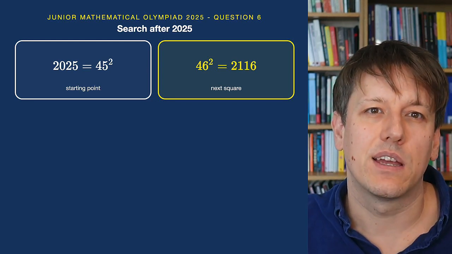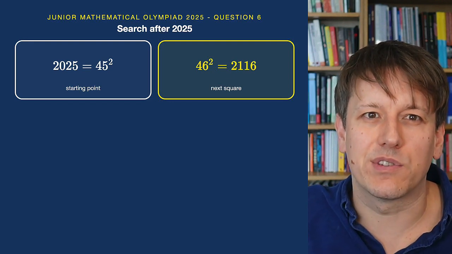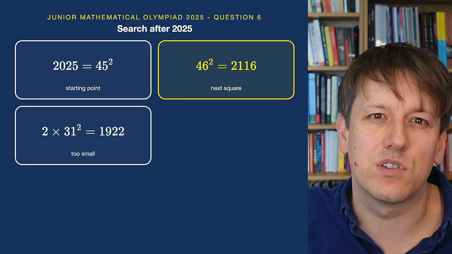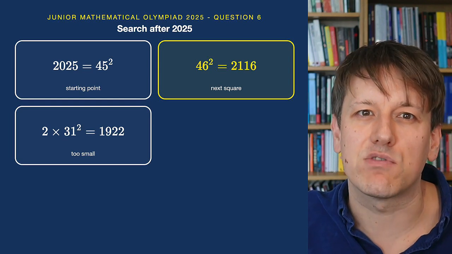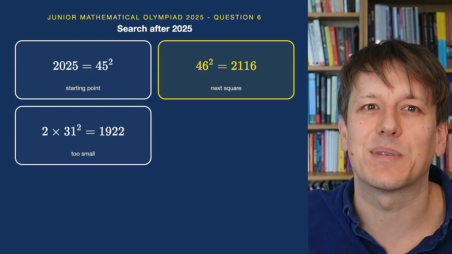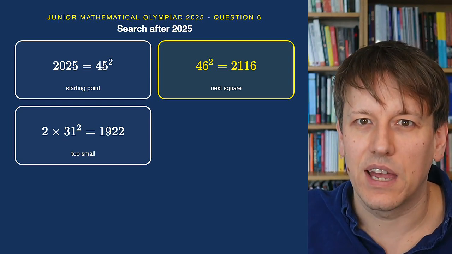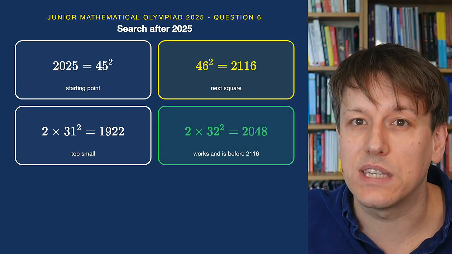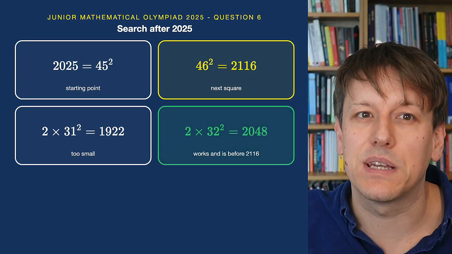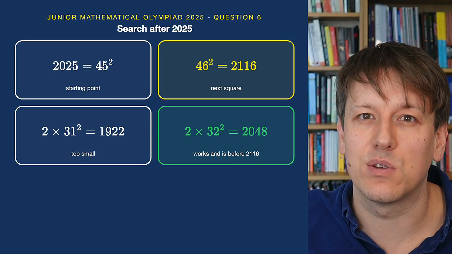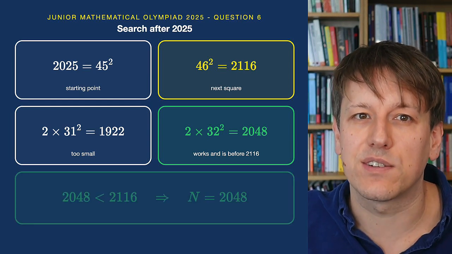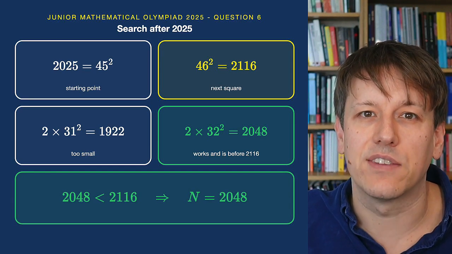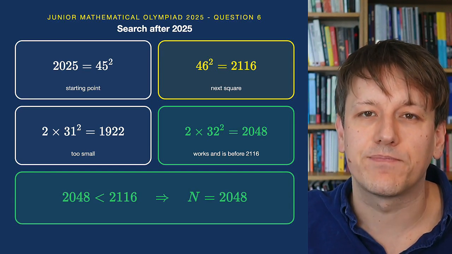And if we start searching, we want to just try and get something close to 2000 here. So say 31 squared times 2, we can work out as 1922. Just keep searching until you get something close to 2000. And 2 times 32 squared, that's 2048. So that one actually is bigger than 2025 and smaller than 2116. So 2048 is less than 2116, and so that is the smallest value that we can use there.